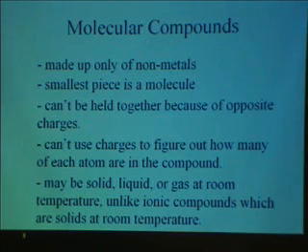They cannot be held together because of opposite charges like we saw in ionic compounds, because there aren't any opposite charges here. They are only made up of nonmetals. So we don't have the cation and the anion, and the cation giving up electrons to the anion. None of that happens in molecular compounds because all of the substances that are involved are just nonmetals. So we cannot use any charges to figure out how many of each type of atom are in the compound.